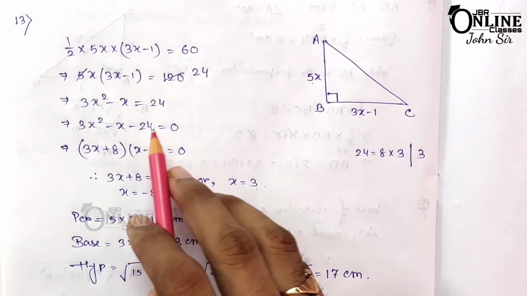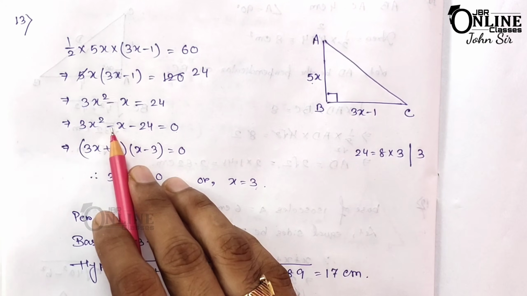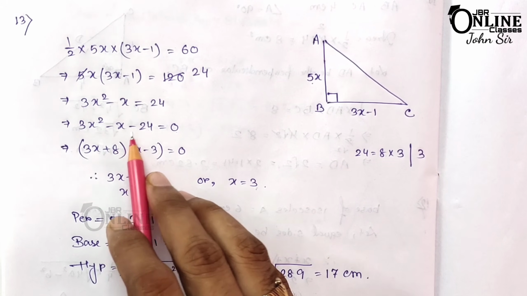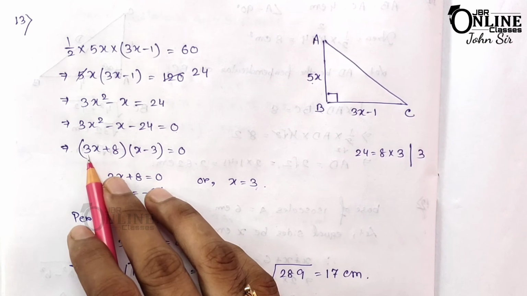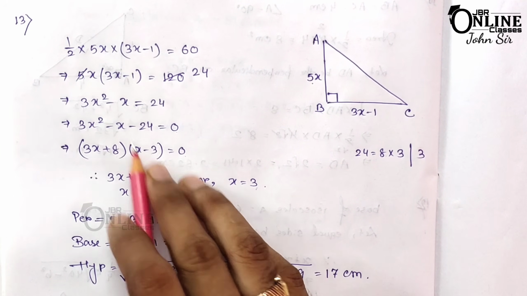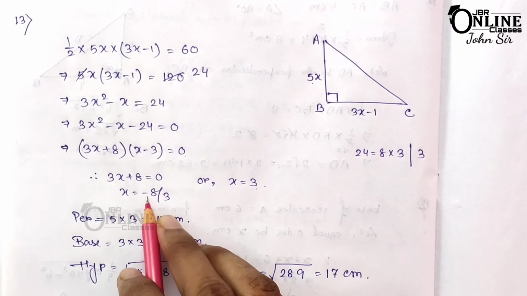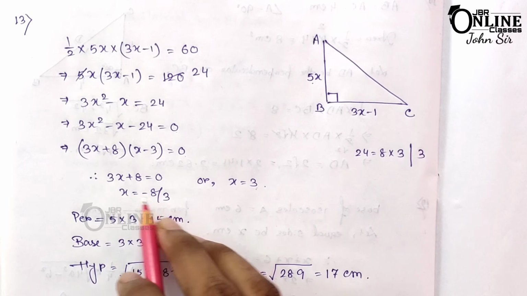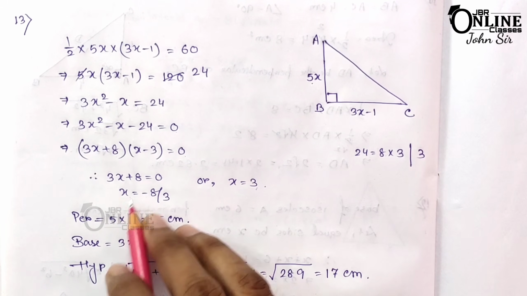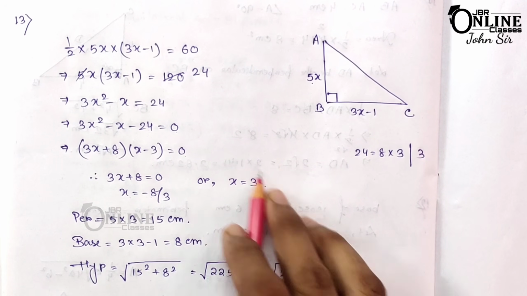And here factors of 24, that means 8 and 3, and here also 3. So 3 into 3, 9 minus 8, it becomes minus x. So you can write down 3x square minus 9x plus 8x minus 24. And from that you will get 3x plus 8 and x minus 3, that equals 0, the two factors of this equation. Okay, so either 3x plus 8 equals 0, then x equals minus 8 by 3, which is not possible because here x means the length, and the length of the triangle can never be negative. Okay, so that means here x minus 3 equals 0, so x equals 3.